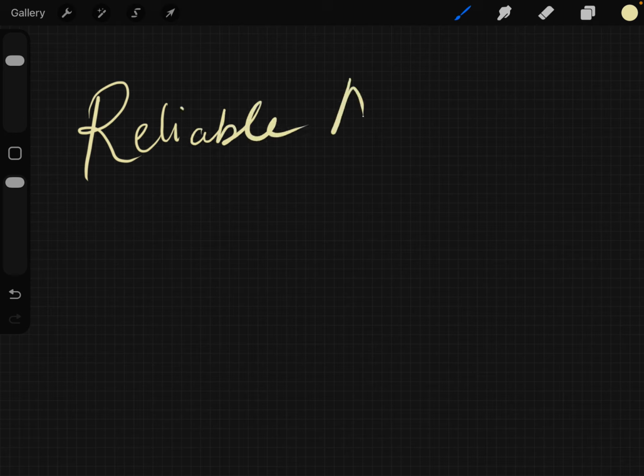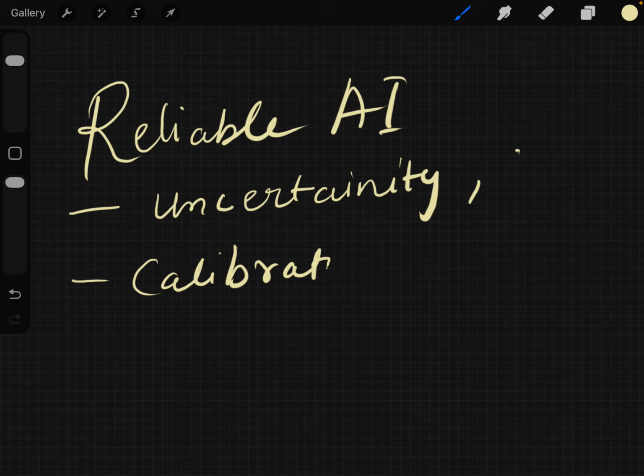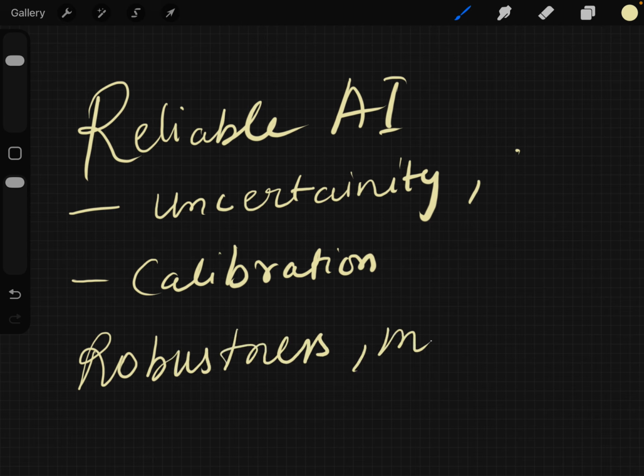Reliable AI means building a system that we can trust. It includes understanding uncertainty and correcting confidence. These ideas help models express how sure they are in a more honest way. It also includes robustness and monitoring. Models must continue to behave reliably even after they are deployed or used over time.